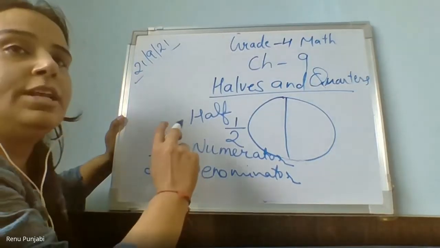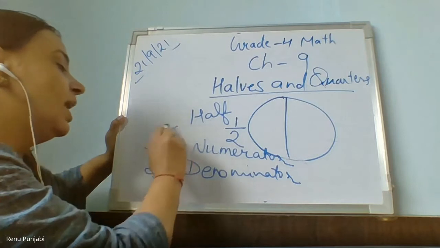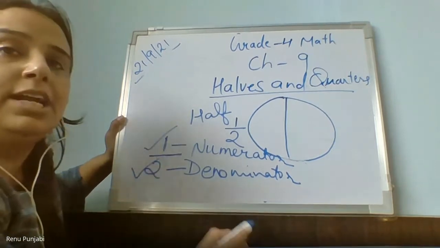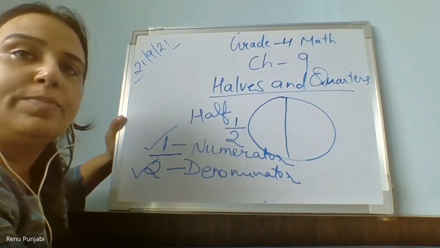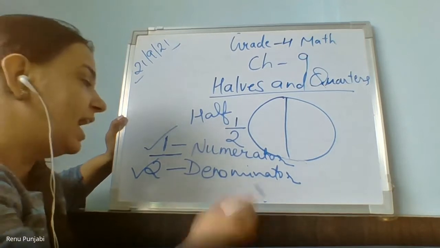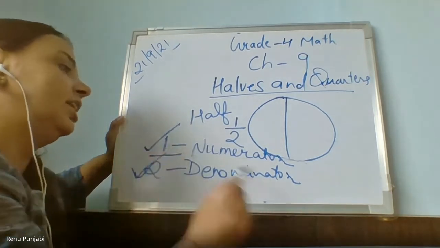And now my question is, why is there 1 in the numerator and 2 in the denominator? Everyone has to participate. Yes, Meer Virani. Ma'am, because we have one pizza, so we will write 1 in the numerator, and we have cut it in half, so now it will be 2 pieces. So the denominator will be 2.